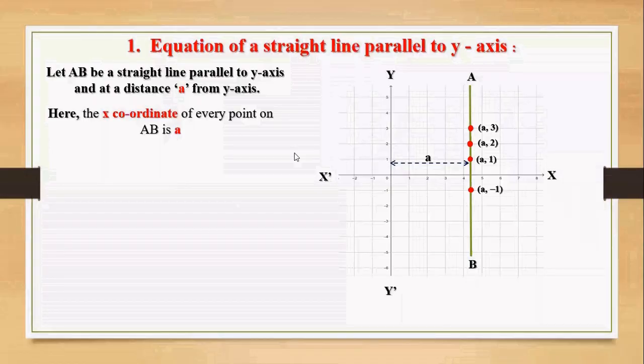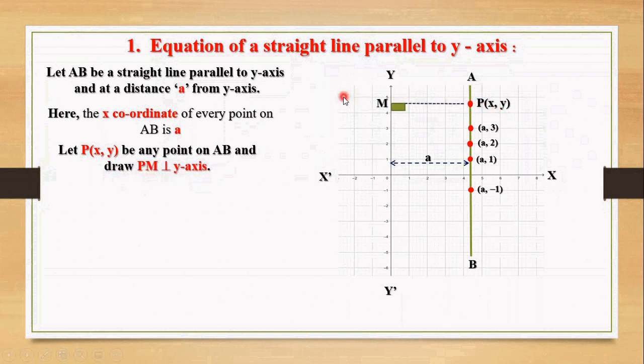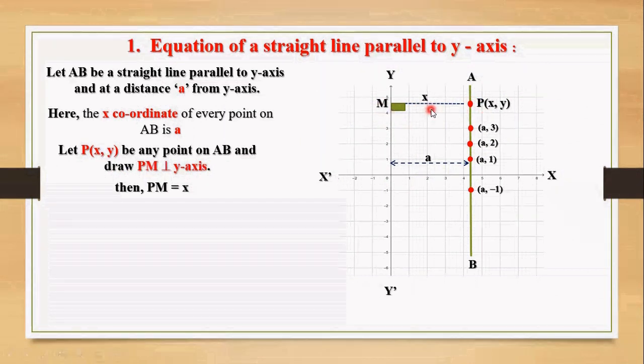Now let's take an arbitrary point on the line AB. Let P(x, y) be any point on the line AB. And also let's draw PM perpendicular to y-axis. Starting from P, let's draw PM perpendicular to y-axis. Now according to this coordinate P(x, y), this PM is x, because for this coordinate P(x, y), from the origin the distance is x and the height is y here, so this PM becomes x.